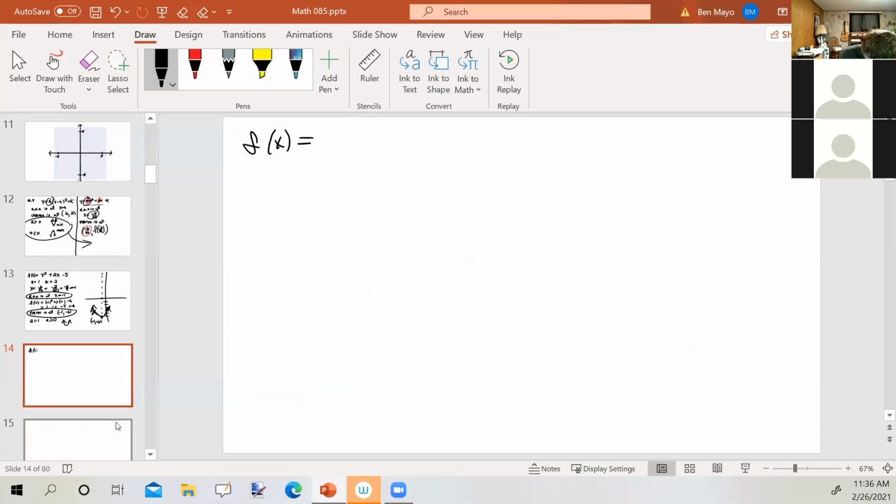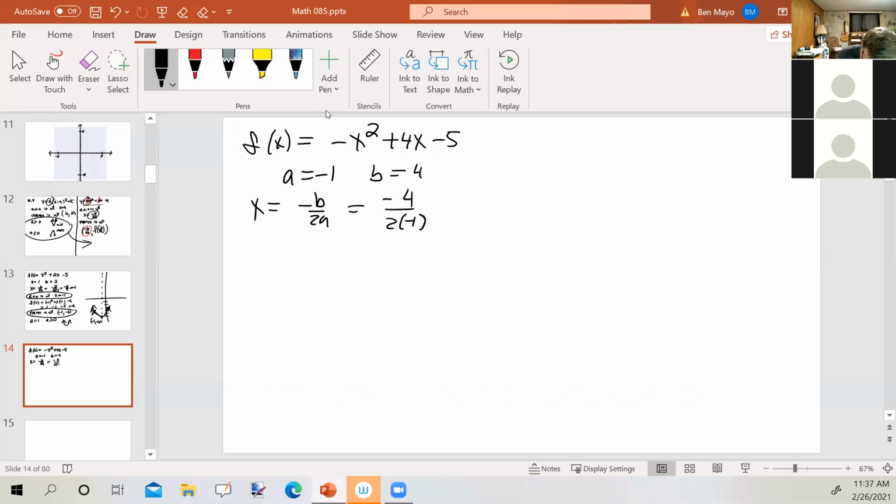F of x equals -x squared plus 4x minus 5. This is also in the form y equals ax squared plus bx plus c. A is -1 and b is 4. So x equals -b over 2a would be -4 over 2 times -1, which is -4 over -2, which is 2. So the axis of symmetry is at x equals 2.